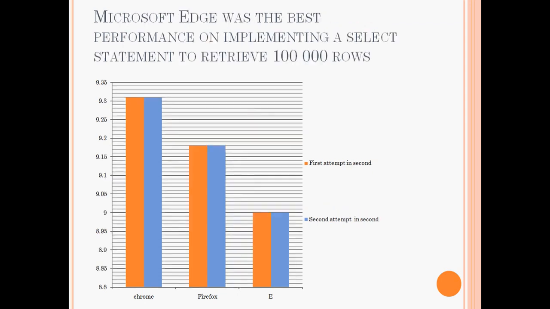Microsoft Edge had the best performance on a select statement to retrieve 100,000 rows, and in the chart you will see Microsoft Edge takes 9 seconds in the first and second attempt to implement a select statement to retrieve 100,000 rows, and this is a very big database.